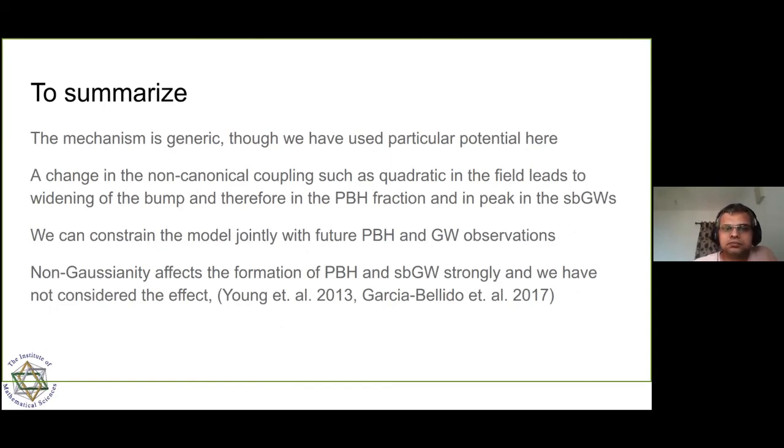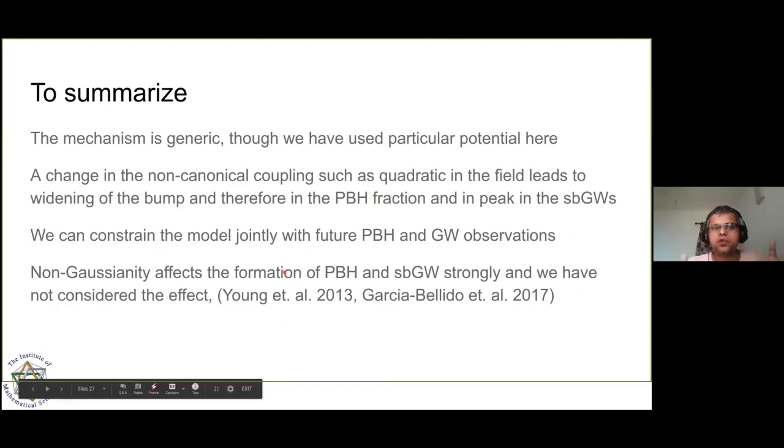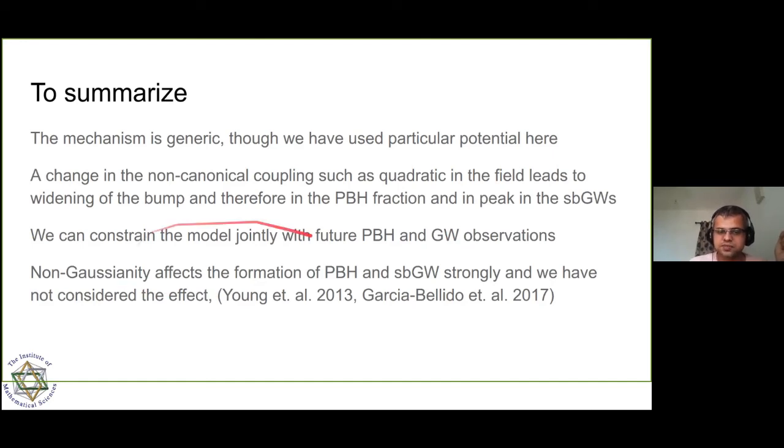And though we have used a toy model of the potential here, the mechanism is pretty generic. You can use any potential, but if you use the non-canonical coupling, you will get this kind of amplification. We have already discussed that changing the non-canonical coupling gives rise to enhancement and widening of the peak, and we can constrain these models jointly. We have not considered the effect of non-Gaussianities, but there can be strong effects of non-Gaussianities, as has been discussed in these papers. With that, I would like to stop.